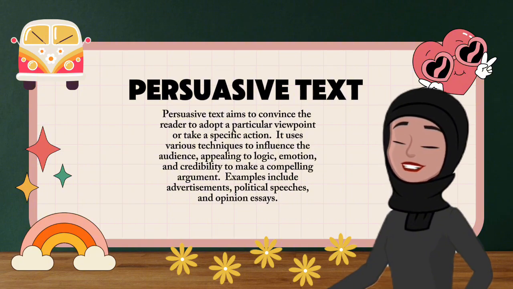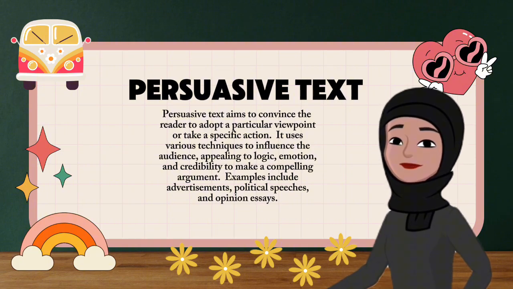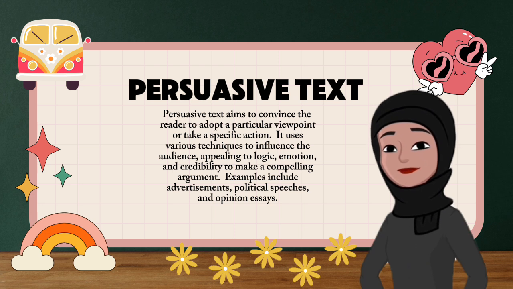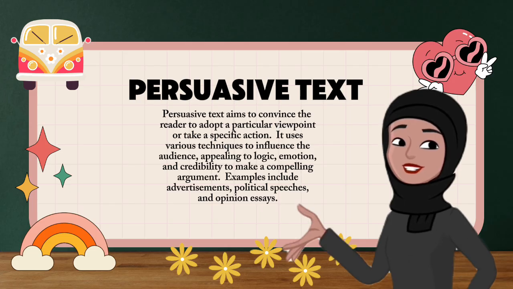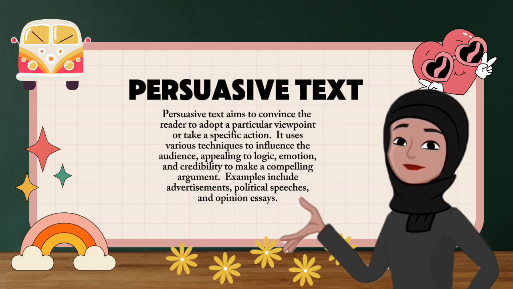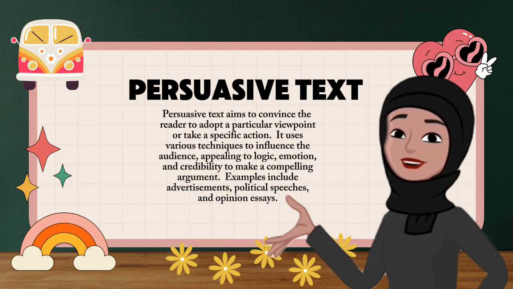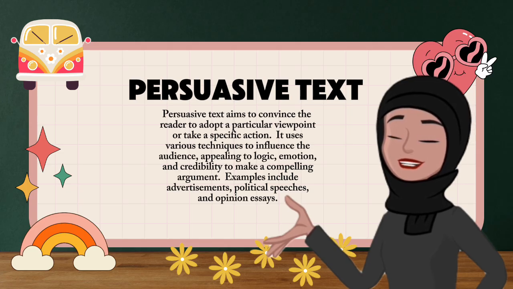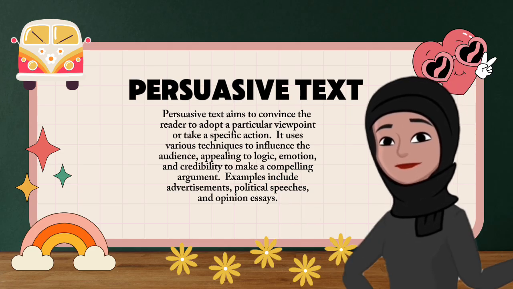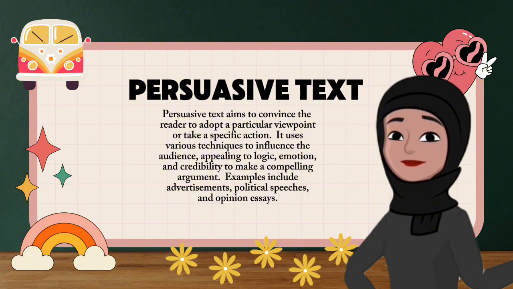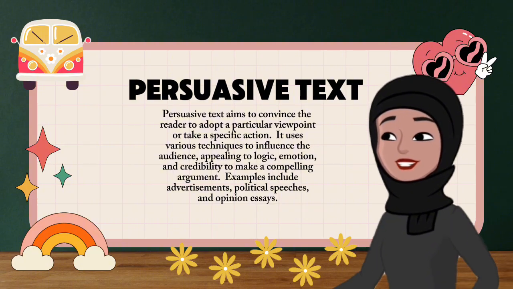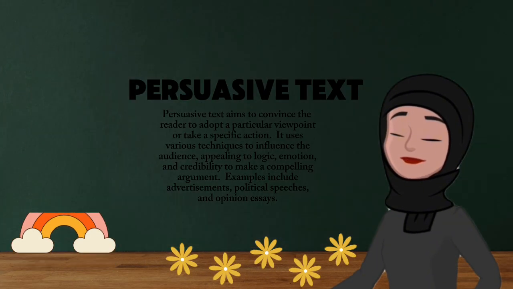It uses various techniques to influence the audience, appealing to logic, emotion, and credibility to make a compelling argument. Examples include advertisements, political speeches, and opinion essays. Persuasive writing uses various techniques. We have ethos, appealing to credibility, pathos, appealing to emotion, and logos, appealing to logic and reason.